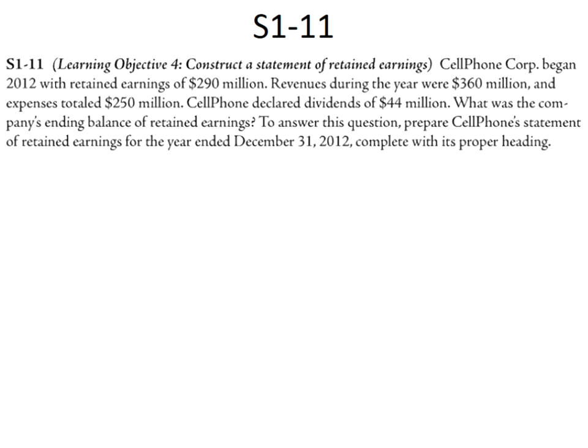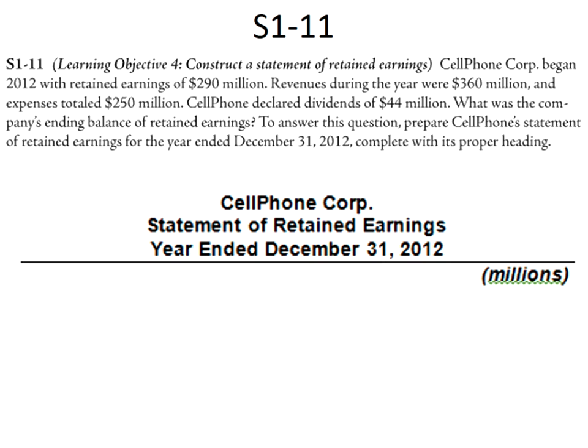So we're going to walk through this. Notice that they gave us a bunch of data, but I skipped to the last sentence that said, prepare their statement of retained earnings. The first thing we're going to do is put up the headings for the statement of retained earnings. Every statement starts with the name of the company. The second line is the name of the statement. So we have Cell Phone Corporation, statement of retained earnings, and then the third line is the date line. Now the statement of retained earnings is like the income statement in that it's for a period of time.